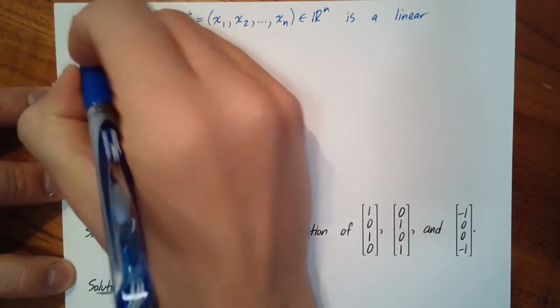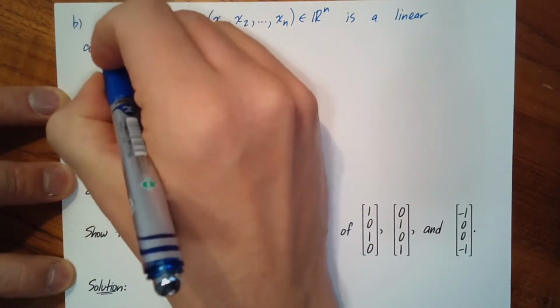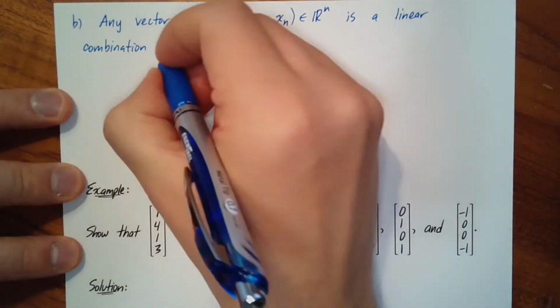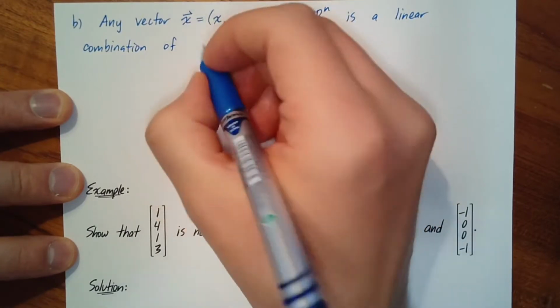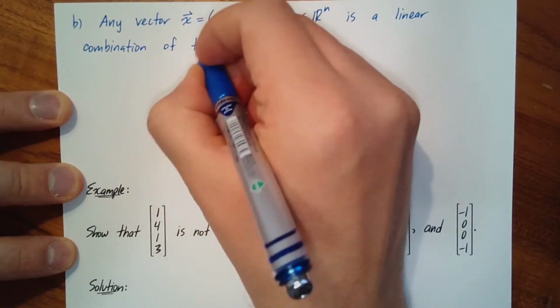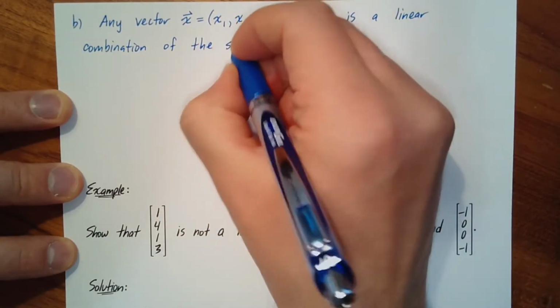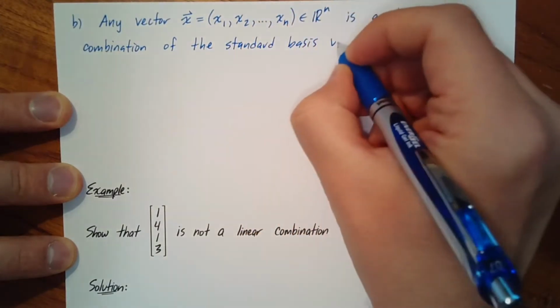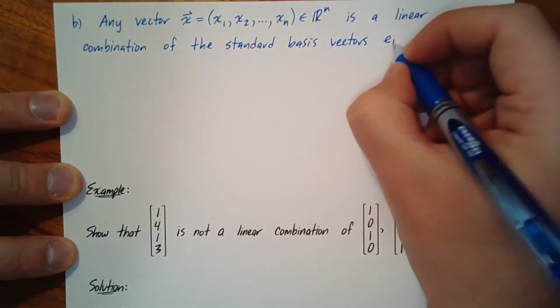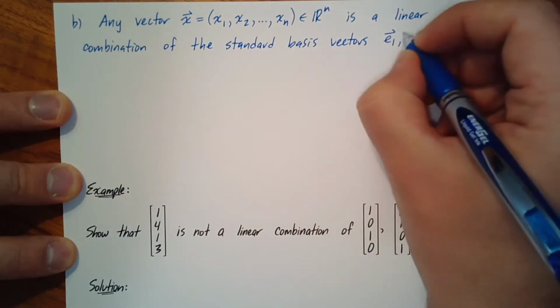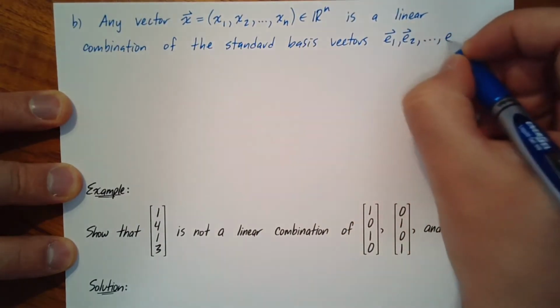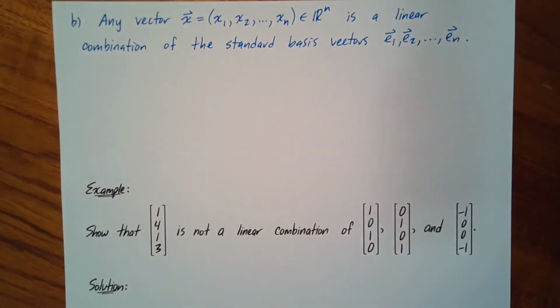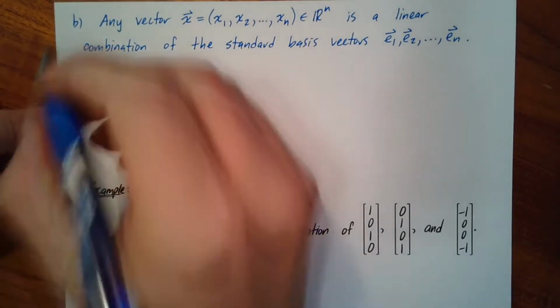So this vector is a linear combination of the standard basis vectors. So of E1, let's just finish the sentence too. The standard basis vectors E1, E2, all the way up to En. So how do we know that? Well, let's prove it. Let me prove it to you in general.